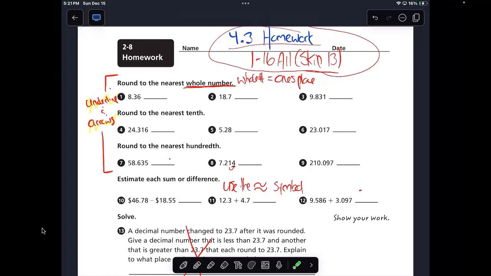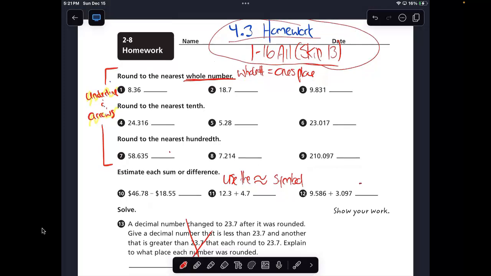Second set of questions is rounding to the nearest tenth. So 4, 5, and 6, we're rounding to the nearest tenth. Make sure you show your underlining and your arrows and then give your final answer. And then the last set of numbers is rounding to the nearest 100th. Show your underlining and your arrows along with your answer.